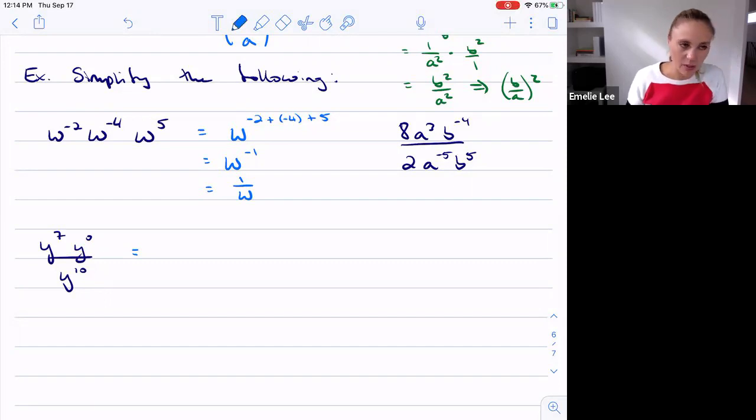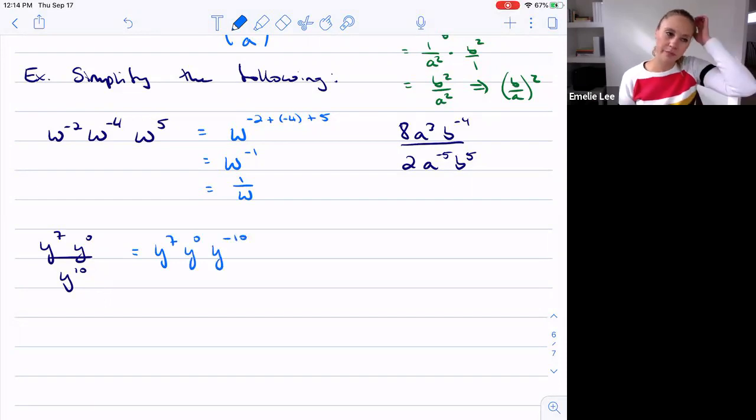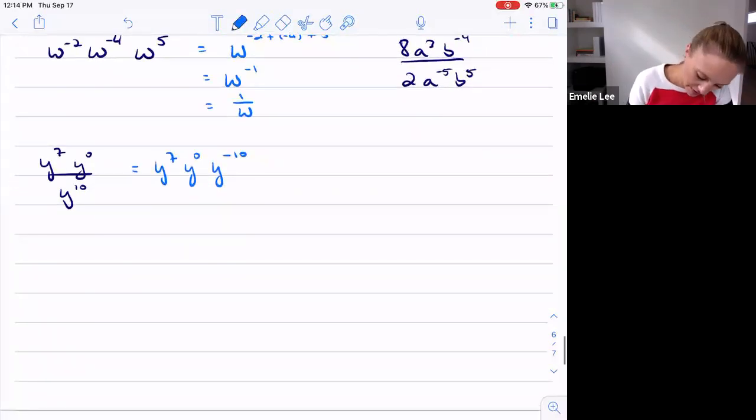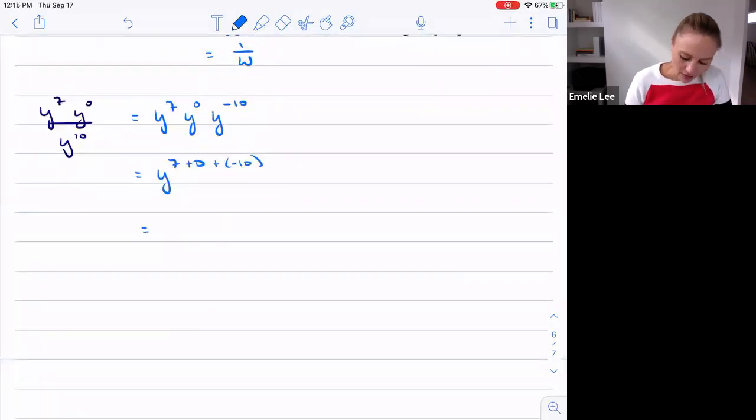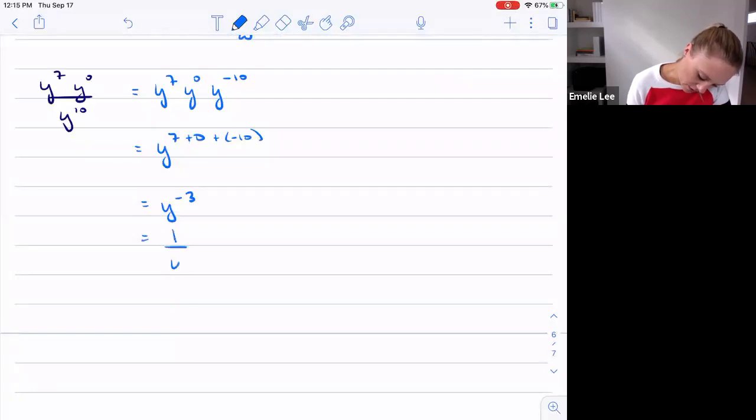But what I'm going to do is bring that y to the 10 up to the numerator by doing y to the 7 times y to the 0 times y to the negative 10. Because I've got the same base here, I'm allowed to add up these exponents to consolidate them. So I've got y to the 7 plus 0 plus negative 10. So 7 plus 0 minus 10 puts me at y to the negative 3, which is the same as 1 over y to the 3.